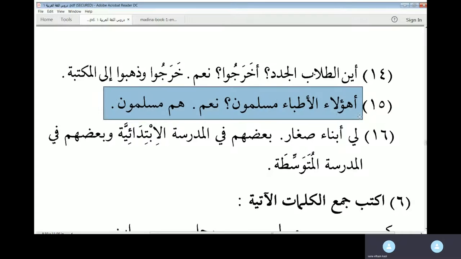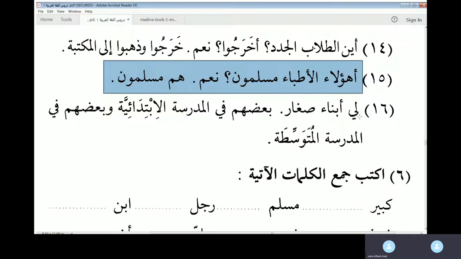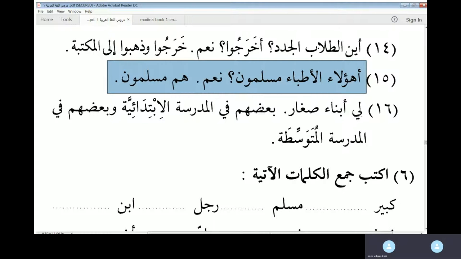أهؤلاء الأطباء مسلمون؟ نعم هم مسلمون. Doctors, tabib, atibba'. Are these doctors Muslims? Yes, they are Muslims. لي أبناء صغار.